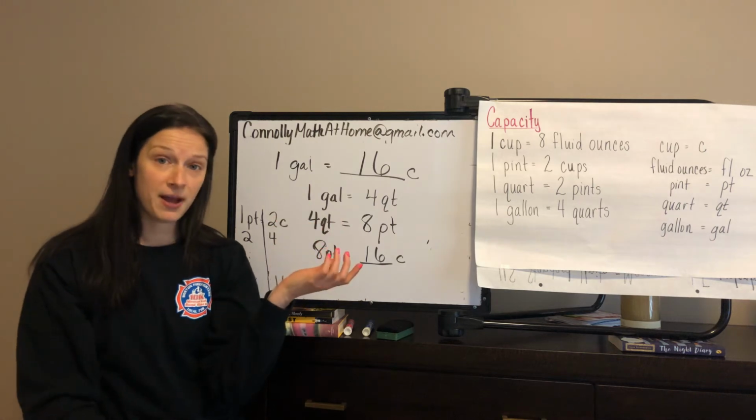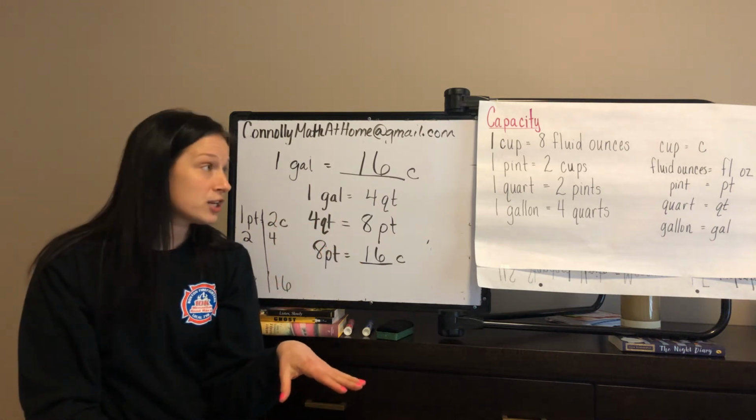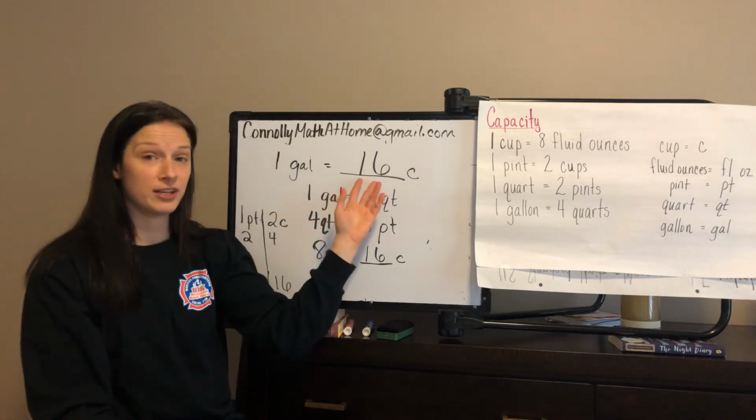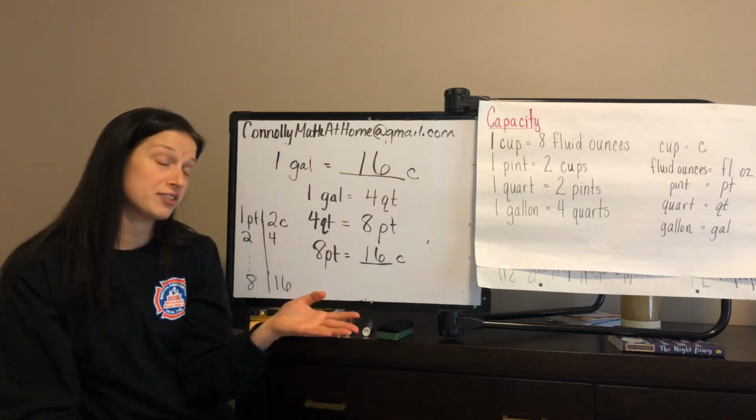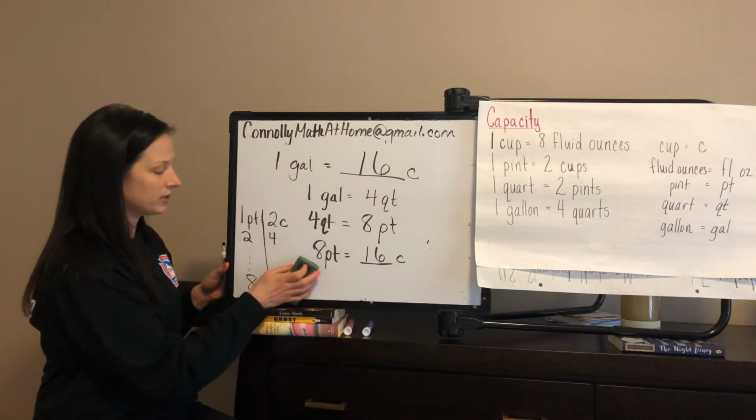And then let's talk about one more situation where you don't have a perfect number, like a whole number of cups. You might have a half of a cup or stuff like that. So let's talk about that really fast.